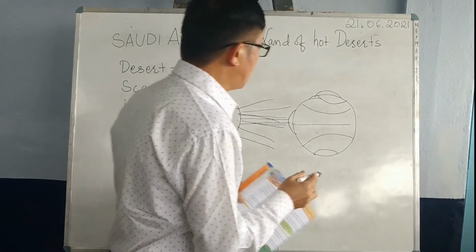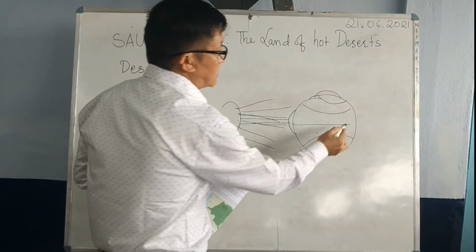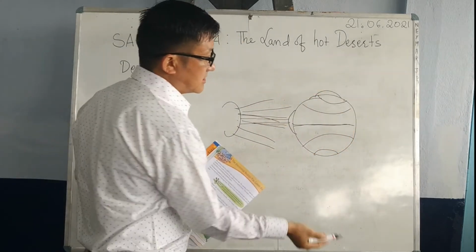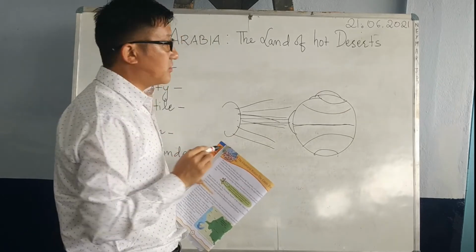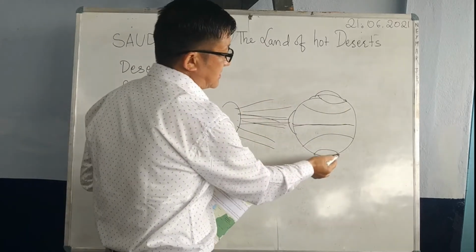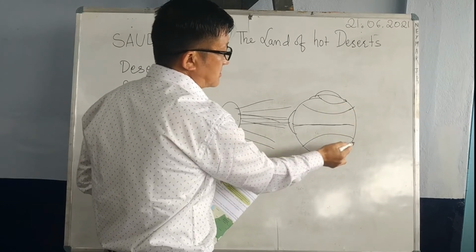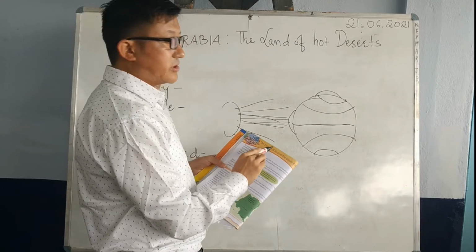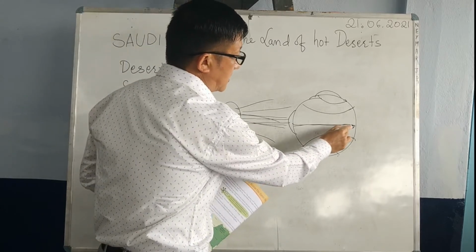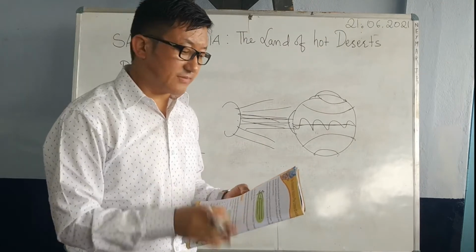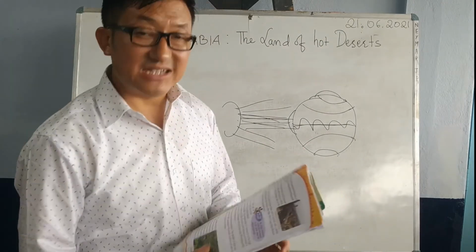And the equatorial region, as I always told you, this is the equator, the imaginary line. This is the Tropic of Cancer, this is the Tropic of Capricorn. Sorry, this is the Arctic Circle, this is the Antarctic Circle, this is the Tropic of Cancer, this is the Tropic of Capricorn, and this is the equator. So the equatorial region means the equator and nearby places. That was our 4th chapter.